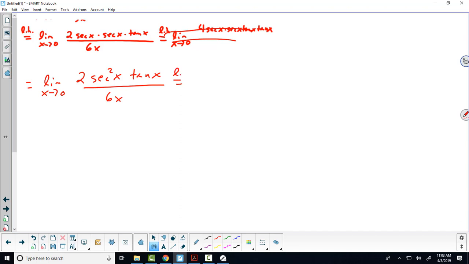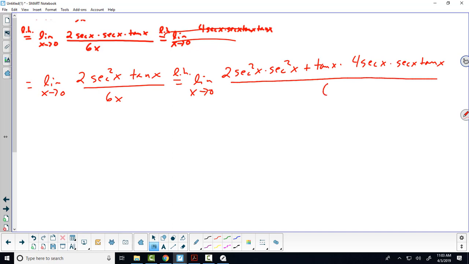So this through L'Hopital's Rule would be the limit as x approaches 0 of, let's just do the first: 2 secant squared x times the derivative of the second, which will be another secant squared x, plus the second, which is tangent, times the derivative of the first, which will be 4 secant x times secant x tan x, all over 6. Okay. We got there, right?